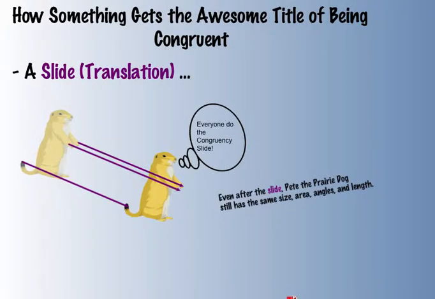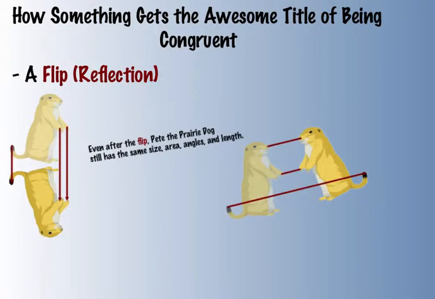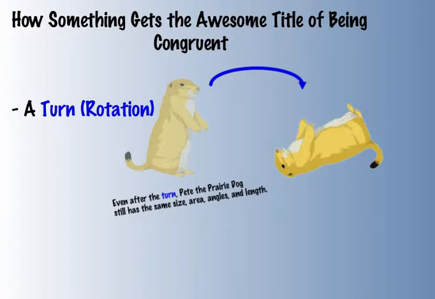Pete the Prairie Dog can also do the slide, slide, congruency, slide. That means he's going to start in one place, and then slide to another position. But even after he's made the translation, or the slide, he's still the same size and the same shape, just in a different location. So once again, the ways you can be congruent are, well, four ways: just being yourself, or making a slide, a translation, a reflection, which is a flip, and a rotation, which is a turn.